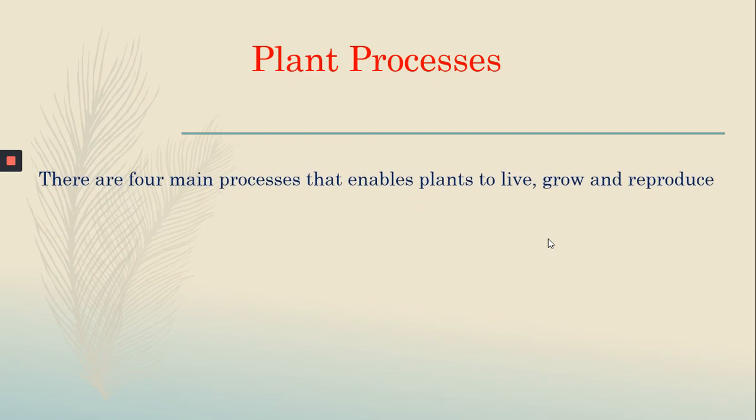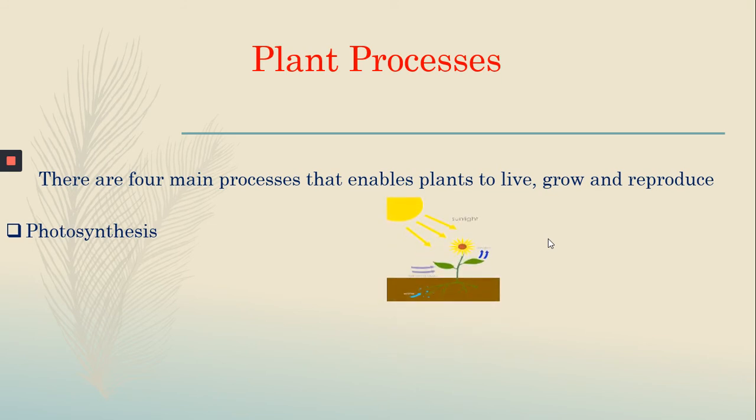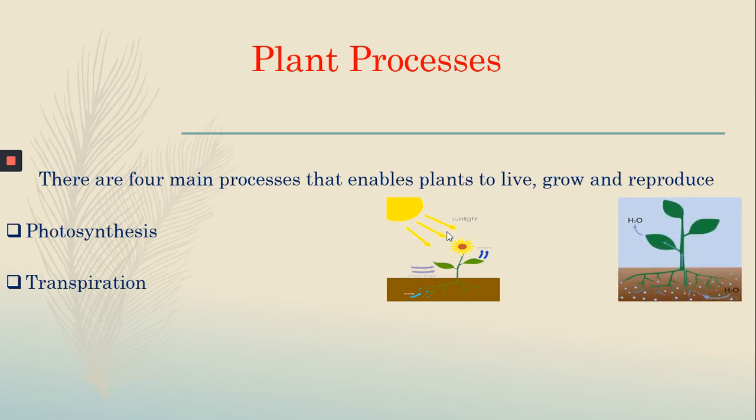So first of all, plant processes. There are four main plant processes that enable plants to live, grow, and reproduce. First is photosynthesis, and here we have the picture of photosynthesis. This process involves the production of food for the plant. Secondly, we have transpiration. Transpiration involves the evaporation of water from the plants.